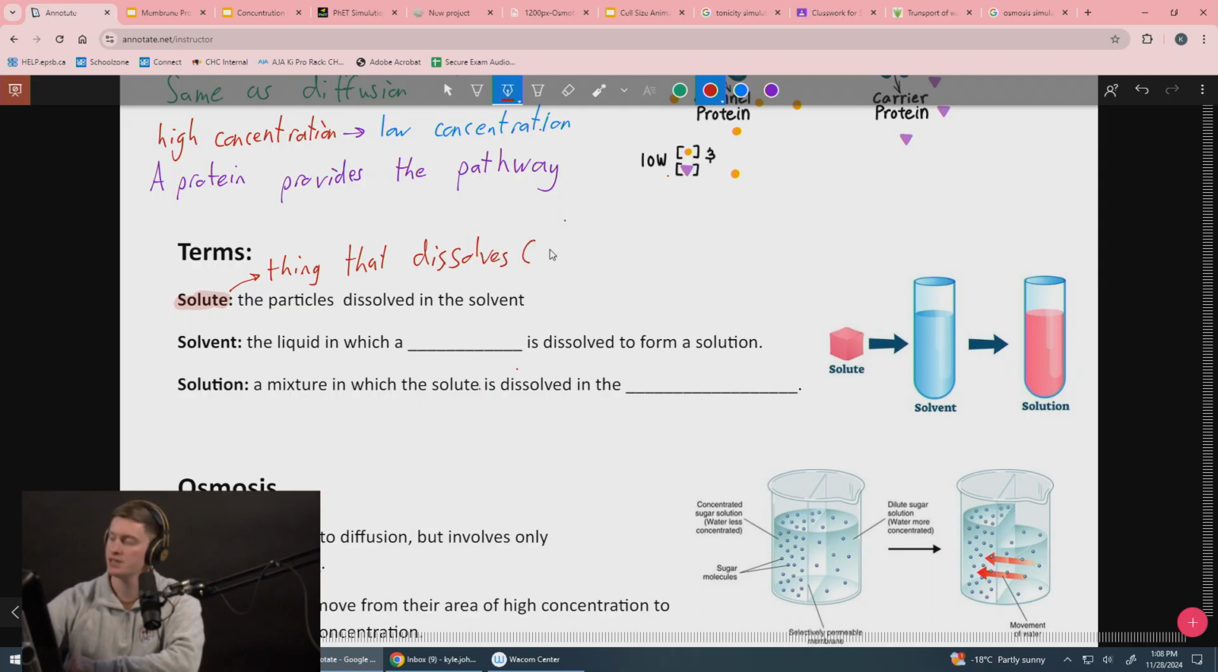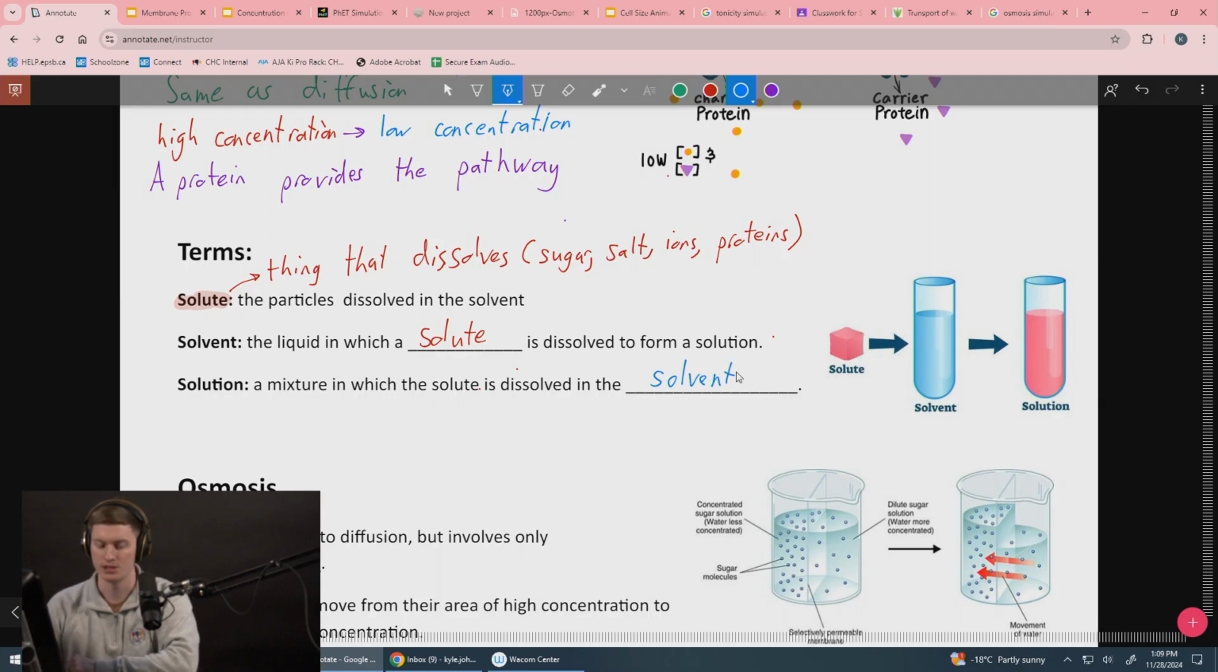For our examples, it's going to be mainly sugar, salt, ions, proteins, that sort of thing. Those are our solutes. The solvent is the liquid in which the solute is dissolved to form a solution. The solution is the mixture of the solute and the solvent. The solvent for our cells and the cells of all living things is water. Our solvent is going to be water.